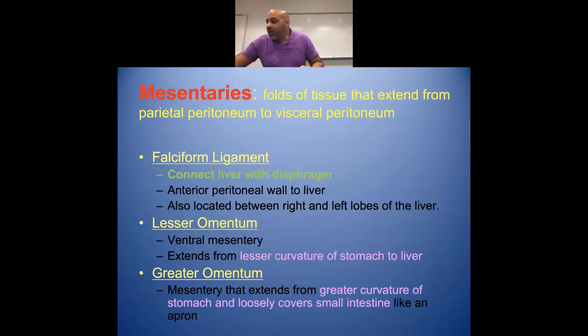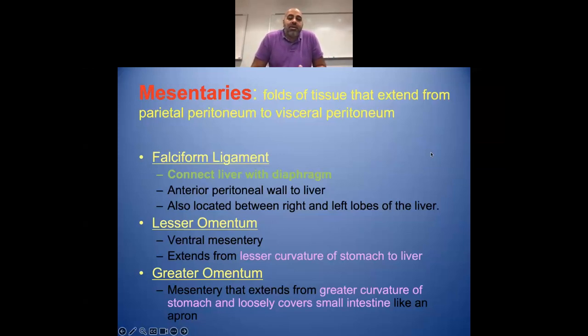Falciform ligament, that is what connects liver to diaphragm. It's the highest up. So when you're looking at the cat in lab and you lift up on the diaphragm and you see the liver below it, you'll see a little thin membrane essentially connecting the two. That is that mesentery right there. Lesser omentum, that is stomach to liver. So once again, if you pull up on the liver and you look, here's stomach, here's liver, thin little membrane between the two.